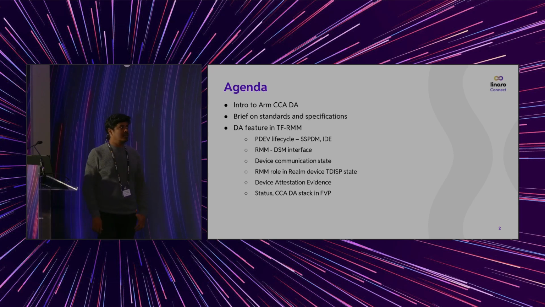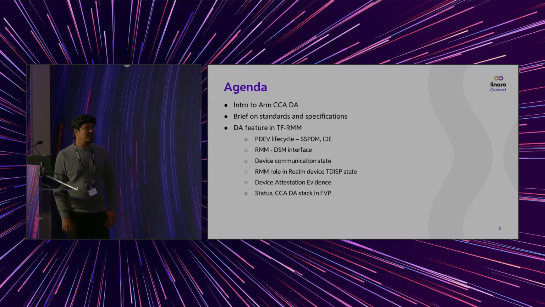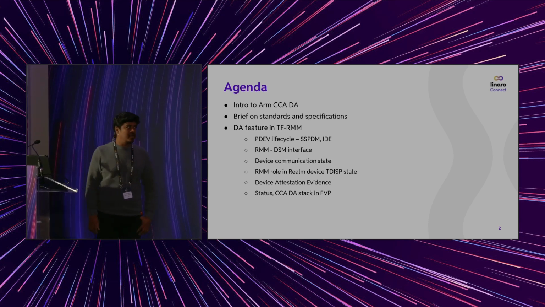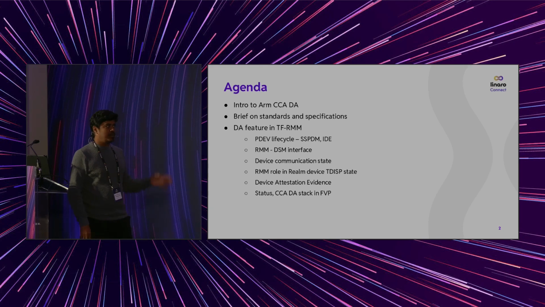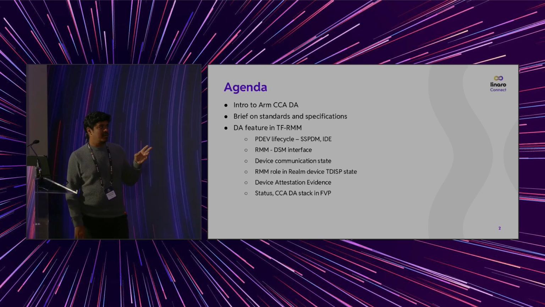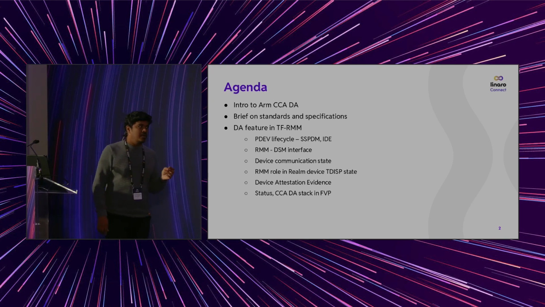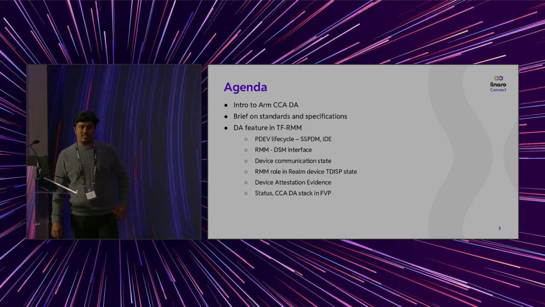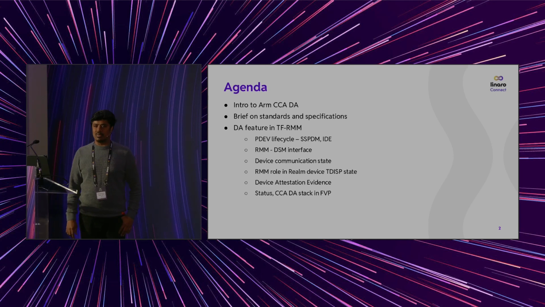So here is the agenda. I'll briefly cover the introduction of what ARM CCA DA brings to the ARM CCA, and we'll also talk briefly about the industry standards and specifications. Then we'll spend the major time on how this feature is implemented in TF-RMM, mainly discussing the role of TF-RMM and how the implementation has gone through. We'll cover some of the ABIs that the RMM specification has come up with for this feature. And we'll finally cover a little bit about the TDISP state, how RMM maintains the TDISP state for the devices that are assigned to the realm.